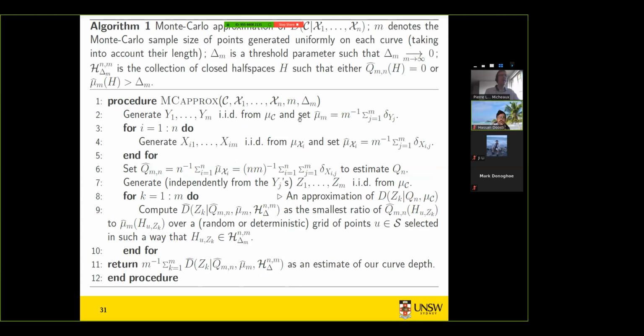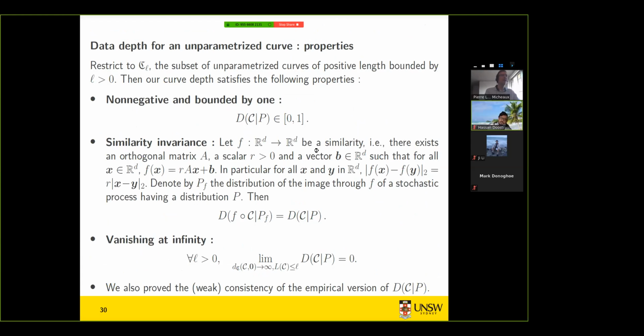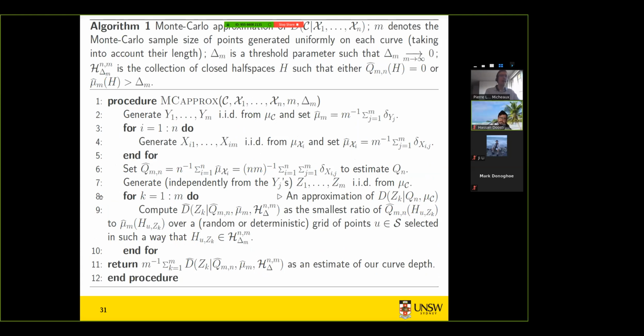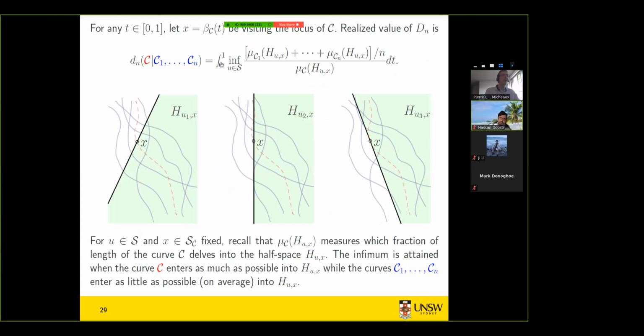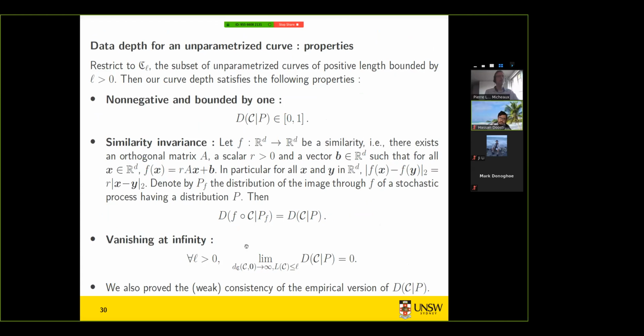Then from step 3 to 6, we generate observations uniformly along each curve, and we use that to estimate the numerator here. Then from step 8 to 10, we compute this infimum. We take the smallest ratio for all these points, and as points we consider Z1 to Zn, and we also use these points to estimate this integral from 0 to 1. Okay, so I can show you an example here.